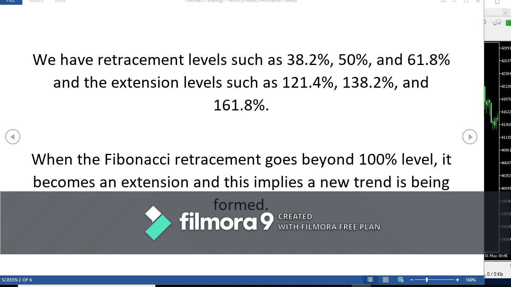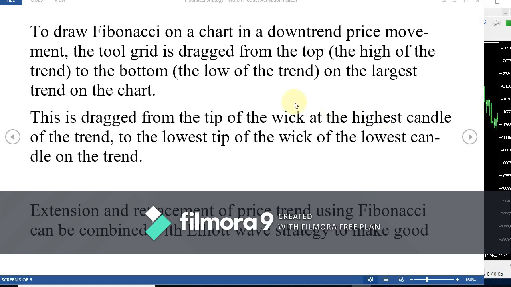To draw Fibonacci on a chart in a downtrend price movement, the tool grid is dragged from the top, the high of the trend, to the bottom, the low of the trend, on the largest trend on the chart. This is dragged from the tip of the wick at the highest candle of the trend to the lowest tip of the wick of the lowest candle on the trend.